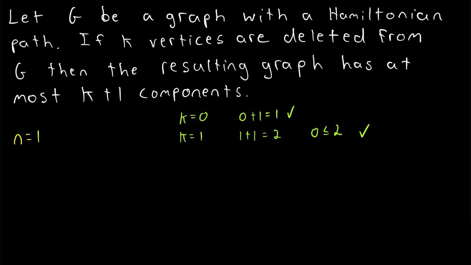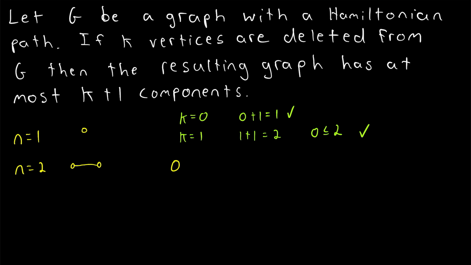Now, of course, proving the result for our base case is enough to now move on to the induction step. But let's just quickly take a look at the next case where n is equal to 2. The only graph of order 2 that has a Hamiltonian path is this graph here. Let me also redraw our graph of order 1 above. So in this graph, k, the number of vertices we delete, could be equal to 0, 1, or 2 if we're considering the null graph.